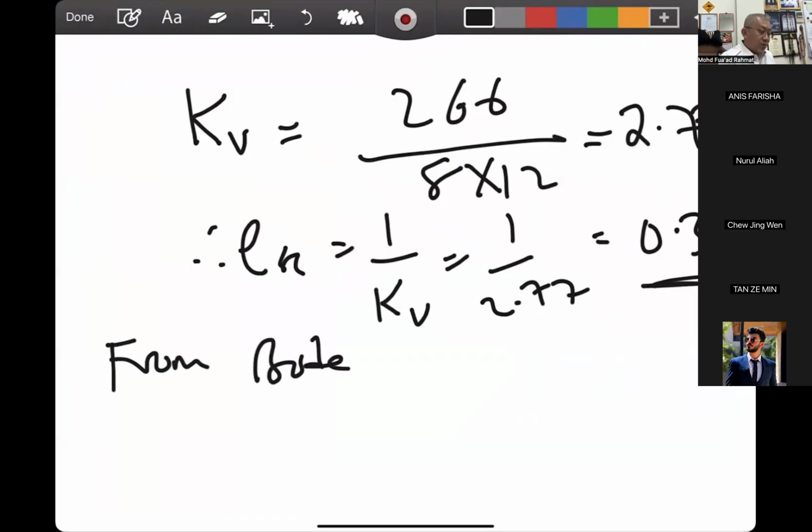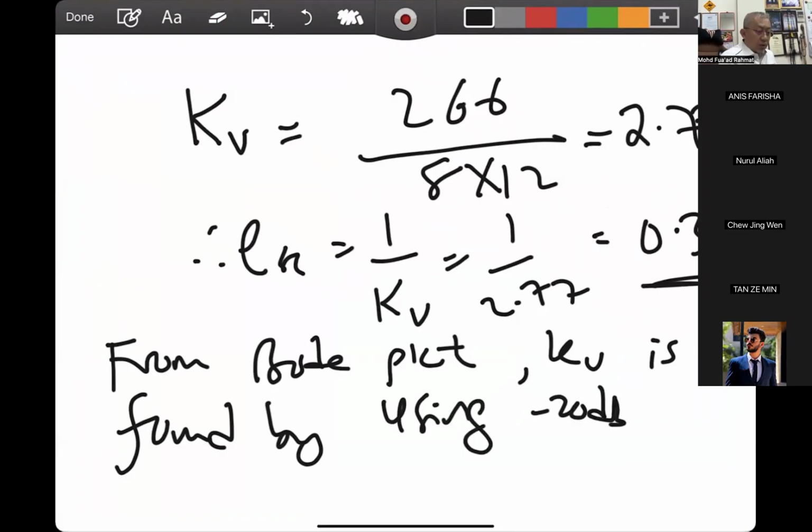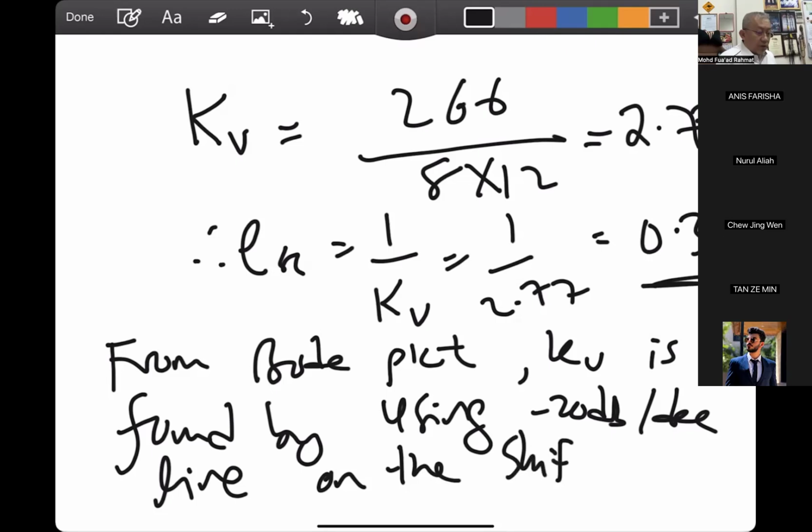From both plots, kV is found by using the minus 20 dB per decade line, okay, on the shifted curve K266, okay.